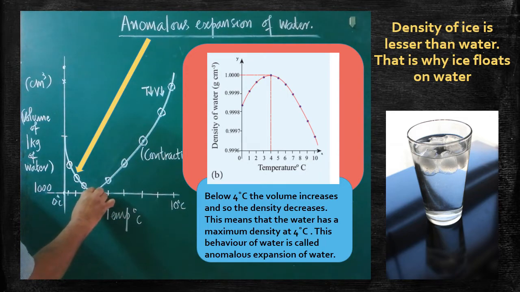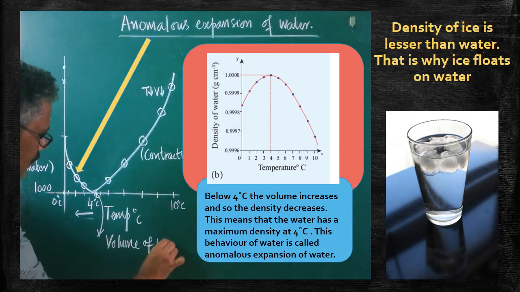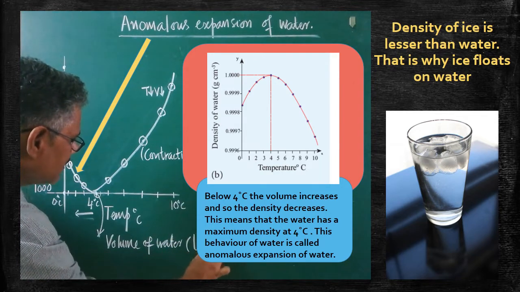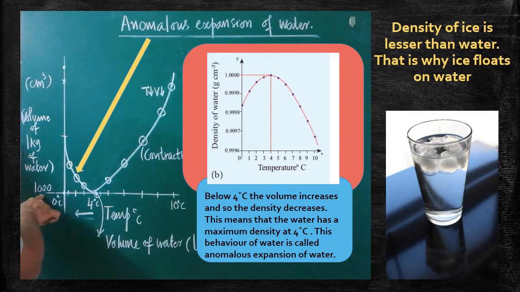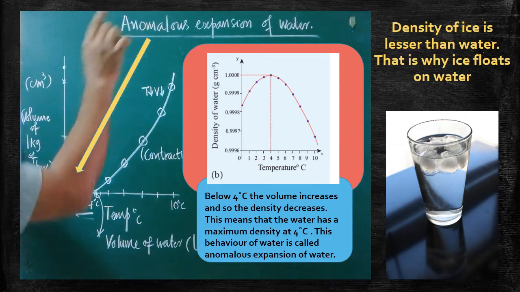So at 4 degrees Celsius, the volume of water becomes the least value. It attains the least value. Make a note: at 4 degrees Celsius, the volume of water becomes the least value. That is equal to how much? 1000 cubic centimeters. Now only you are going to learn about the anomalous expansion of water.